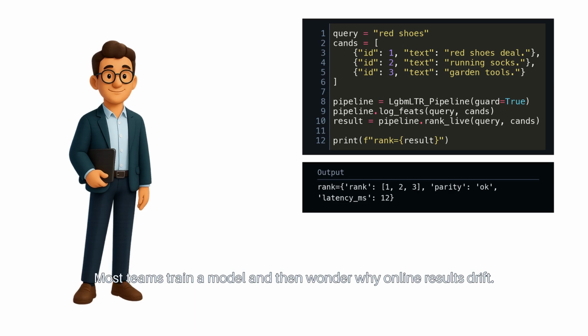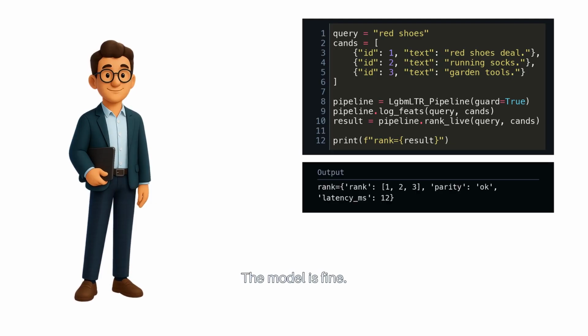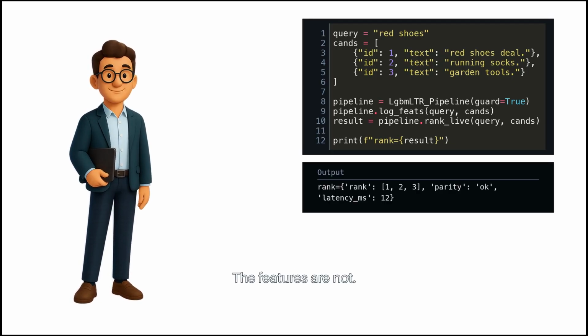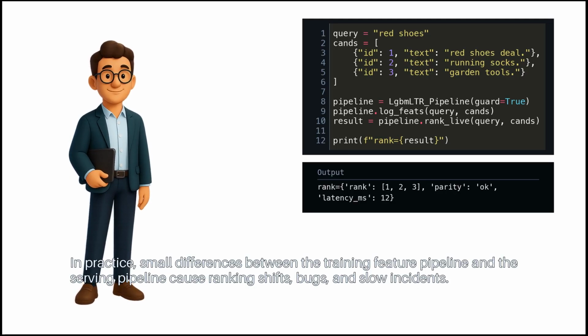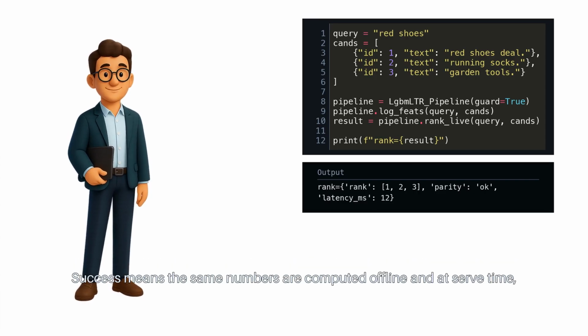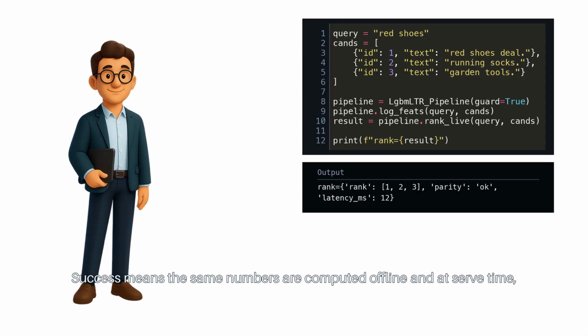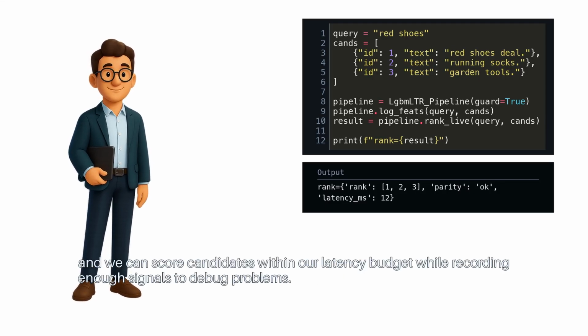Most teams train a model and then wonder why online results drift. The model is fine. The features are not. In practice, small differences between the training feature pipeline and the serving pipeline cause ranking shifts, bugs, and slow incidents. Success means the same numbers are computed offline and at serve time, and we can score candidates within our latency budget while recording enough signals to debug problems.